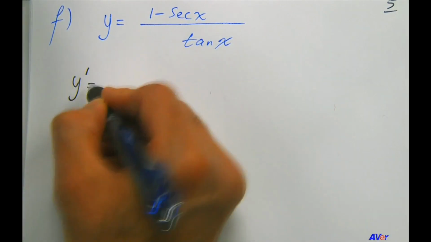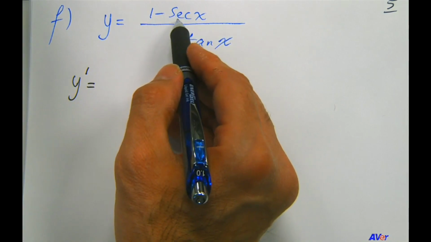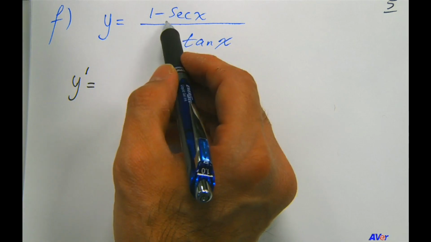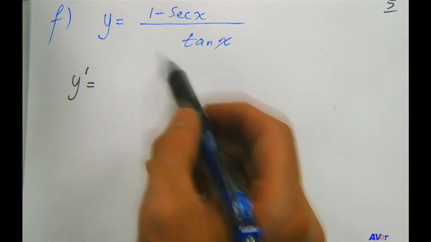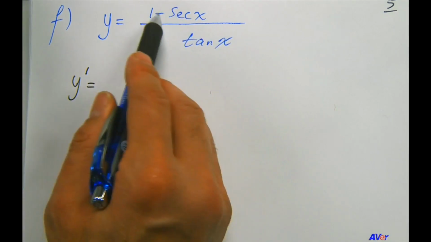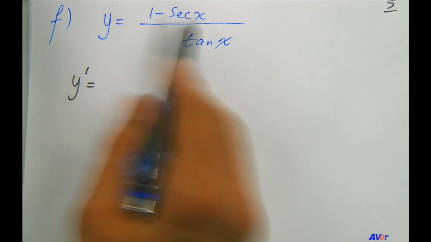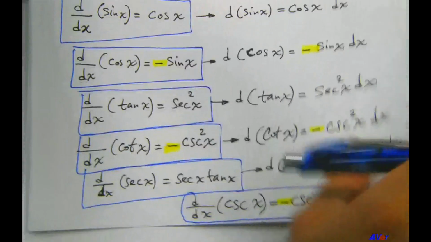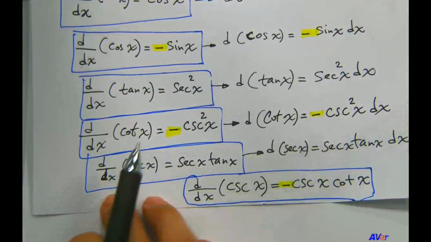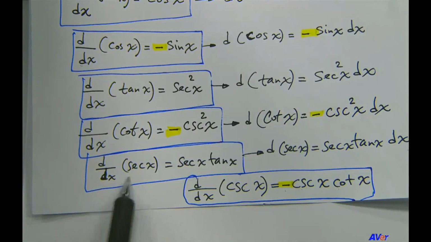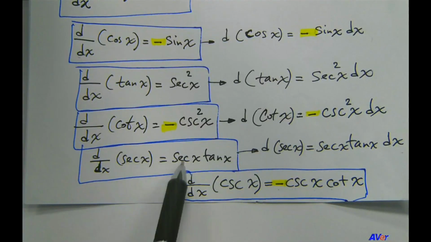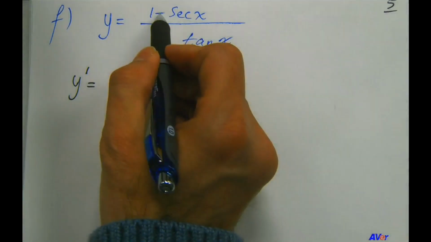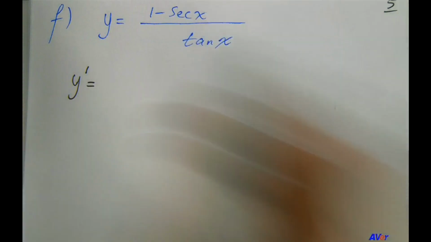So y prime, the derivative of this one would be secant of x, tangent of x, right? But of course, because of this minus, we'll have to take that into account. So secant of x, right there, you have the derivative of secant of x is secant x times tangent x. But we have this minus in front, so that's going to be minus secant x tangent of x.